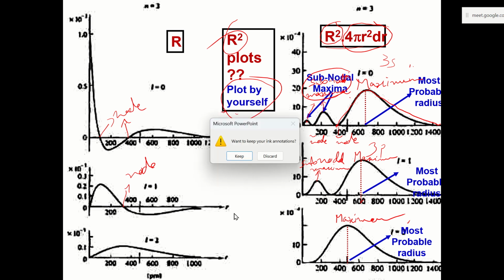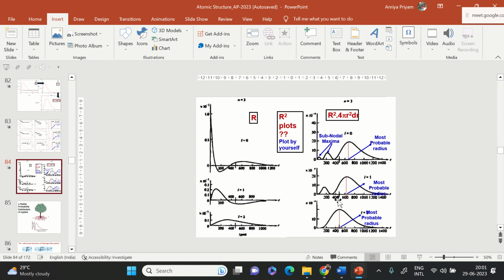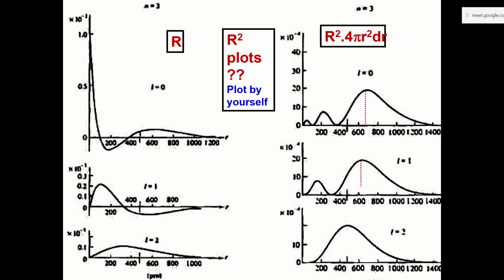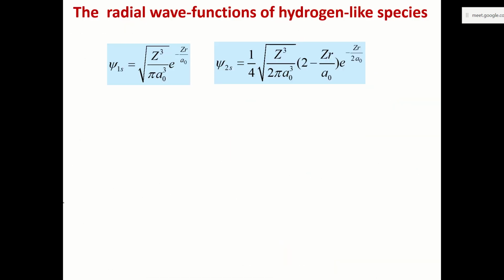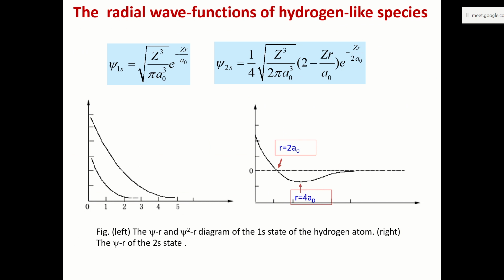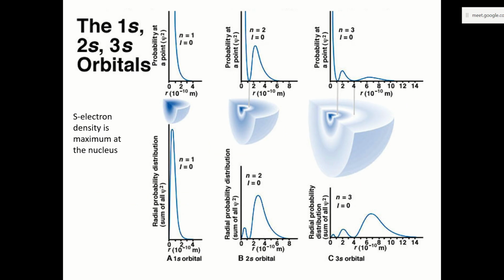So मैं बहुत सारा लिख दिया हूँ, इसको हटा देता हूँ, clean up. So now what we understand is this most probable radius, and these are called subnodal maxima. So if we try to show you one thing, what is this? This curve tells you this is a mapping of electron density.